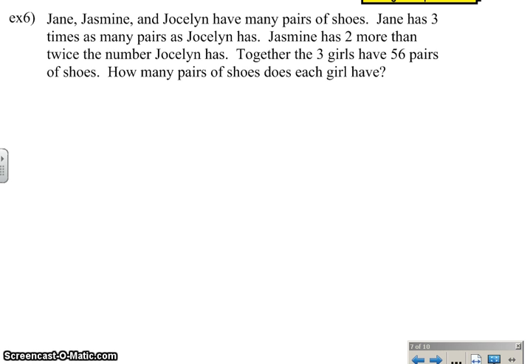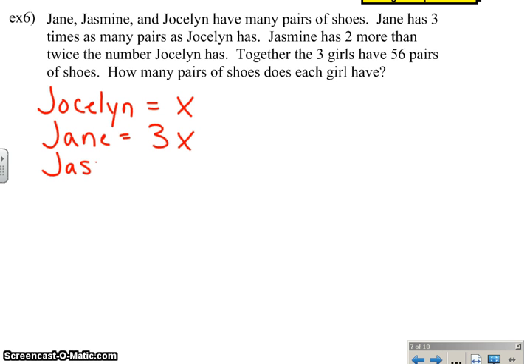Okay, so at this point with the word problem, you may be thinking, I have no idea where to start. Don't panic. Easiest thing to do, figure out which person we know nothing about, and we're going to call that X. So reading the question here, I can see that I know nothing about Jocelyn. So I'm going to say that Jocelyn has X number of shoes. Similarly, from the problem, I'm getting that Jane is 3 times that amount. And Jasmine is 2 more than twice the amount.